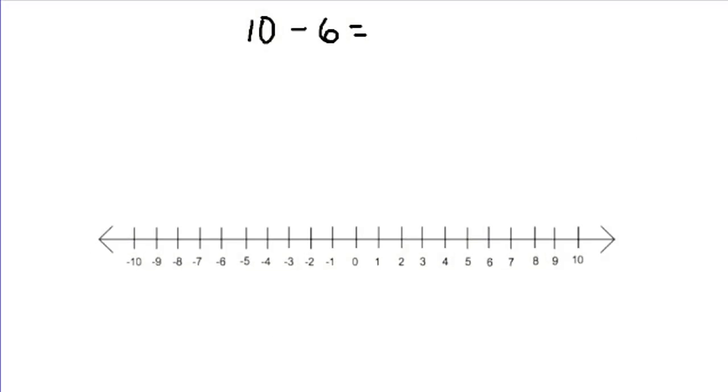Okay, in this video tutorial, we're going to explore 3 different techniques for subtracting integers. We're going to start with one that's pretty straightforward that I know you know the answer to, which is 10 minus 6. But we're going to use this one to establish our 3 different methods.